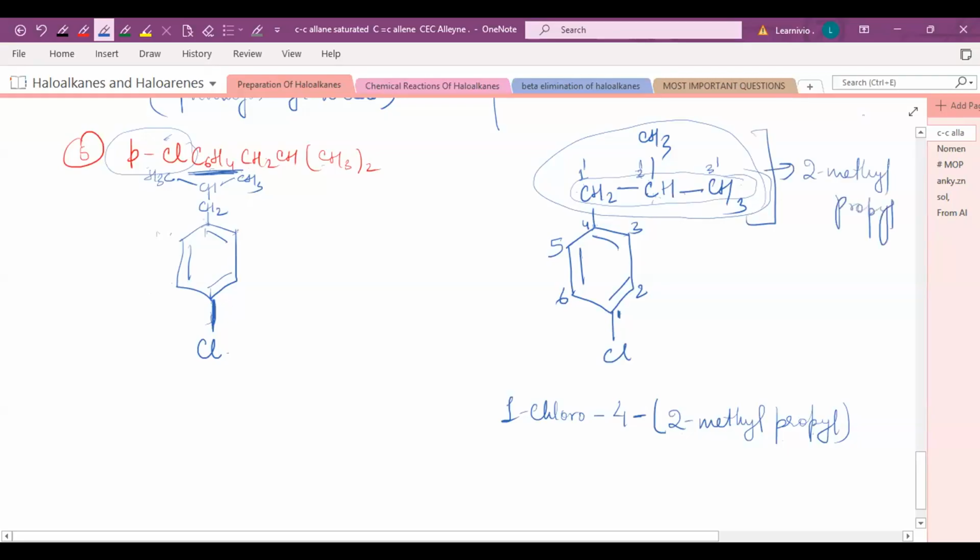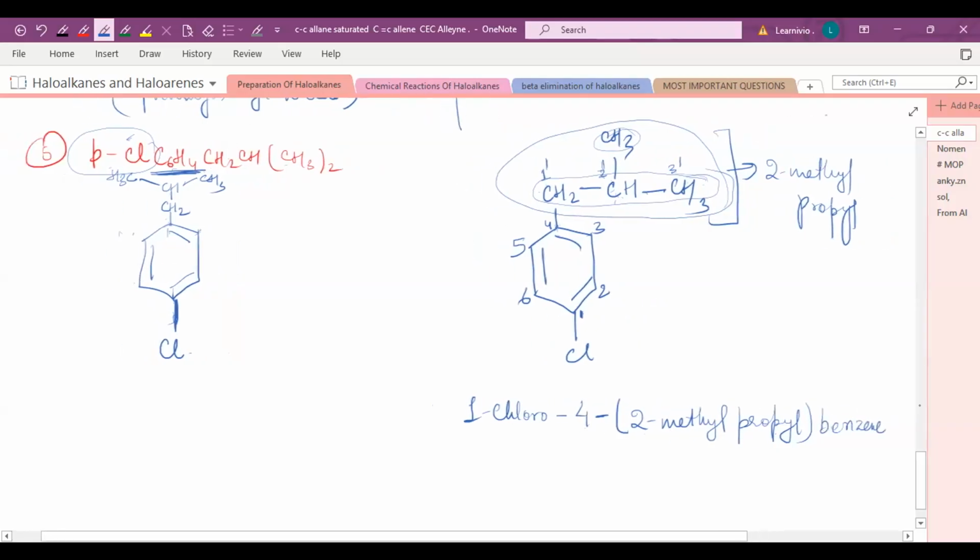On the 2 dash position, you can see the methyl group, right? And this is your propyl. And this whole 2 methyl propyl is attached to the fourth carbon. That's why we wrote here 4 comma, and we write this name in the bracket because this again is a substituent. And what is the parent name of the whole molecule? Benzene, right? So you will write at last benzene. So that's the IUPAC name of this compound: 1 chloro 4 dash 2 methyl propyl benzene.